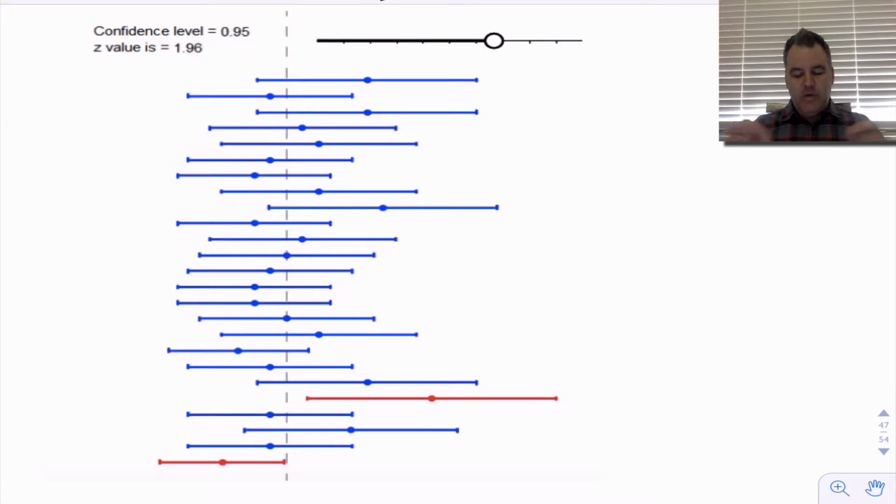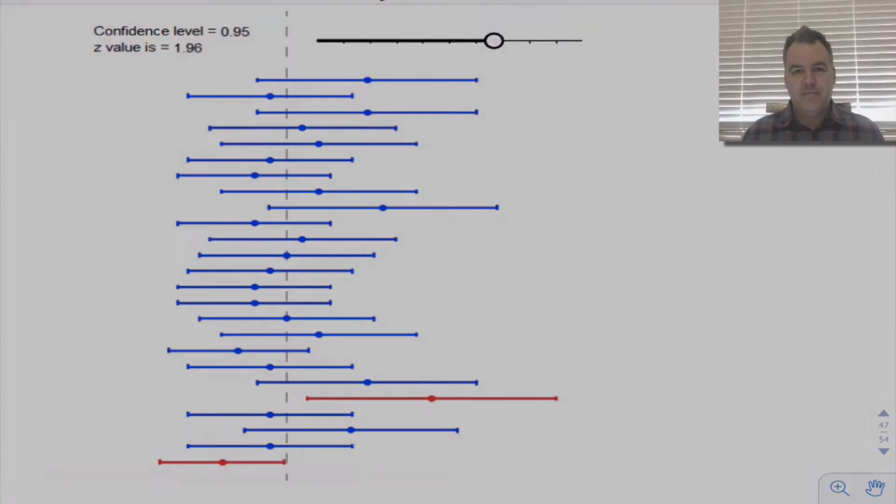You can also see that the width of these intervals is changing. And the reason for that is that sometimes we get different values of p hat, so they will change the width of the confidence interval.